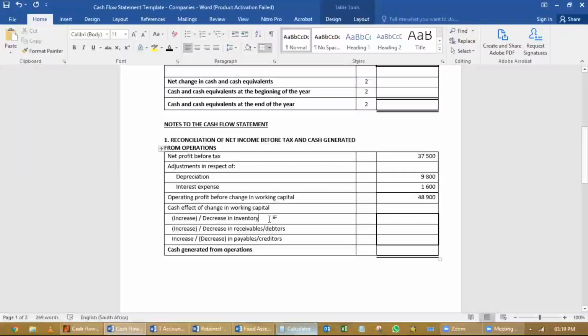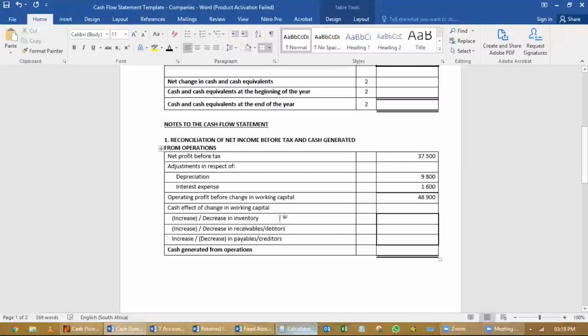Okay, if my inventory decreased, it means I didn't buy a lot of inventory anymore. So I sold more inventory because that amount decreased, which means there was an inflow of cash because I sold more inventory. Make sense?